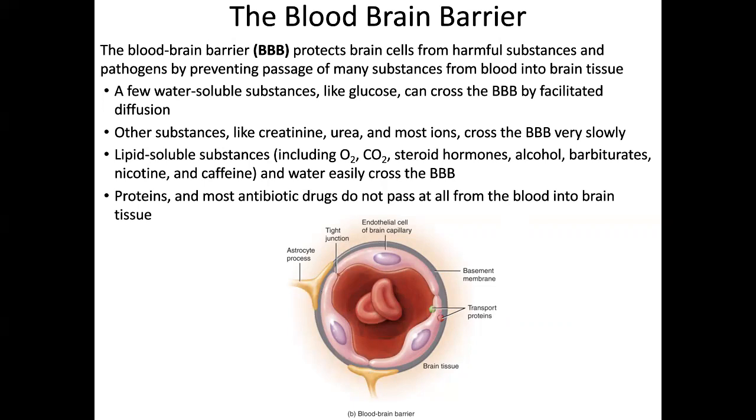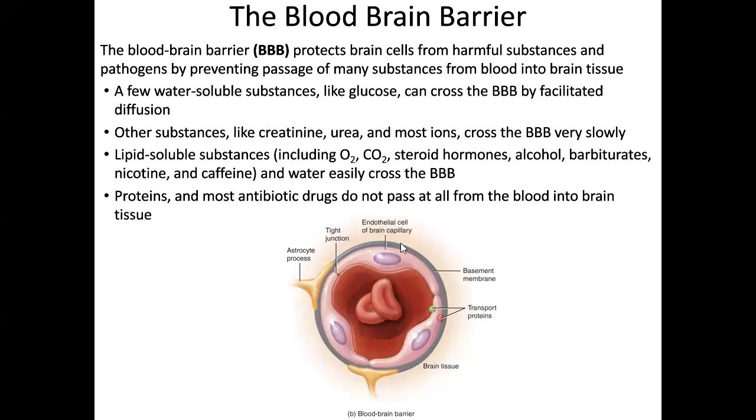Now, that doesn't mean we completely shut the brain and those neurons of our brain and spinal cord away from our blood. Certain things absolutely have to, like oxygen, like water, those things absolutely have to travel across the blood-brain barrier. Okay, so a few water-soluble molecules or substances like glucose can cross the blood-brain barrier by facilitated diffusion, meaning they need transport proteins to carry them across. Other substances like creatinine, urea, most ions can cross it very slowly. Things that are lipid soluble like oxygen, carbon dioxide, steroid hormones, alcohol, barbiturates, nicotine, caffeine easily cross the blood-brain barrier.